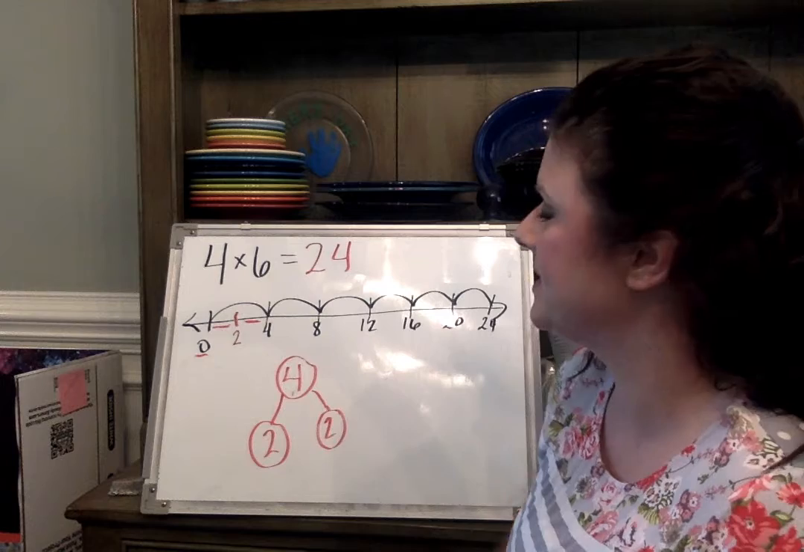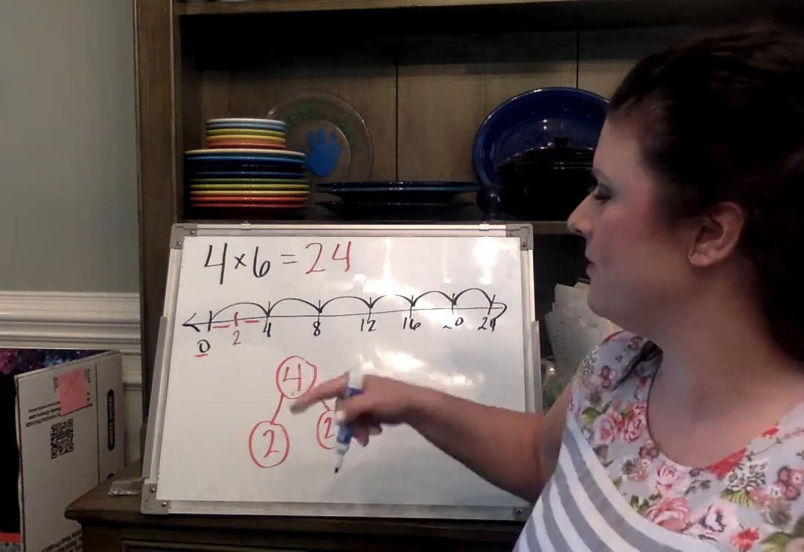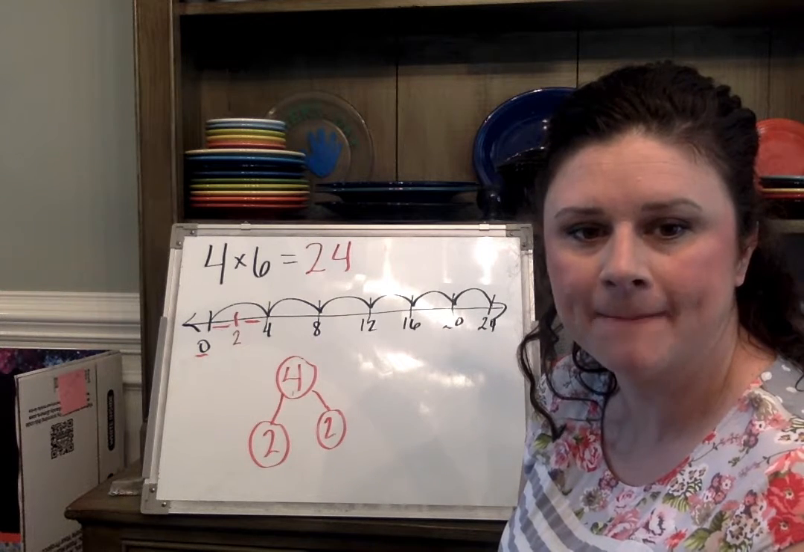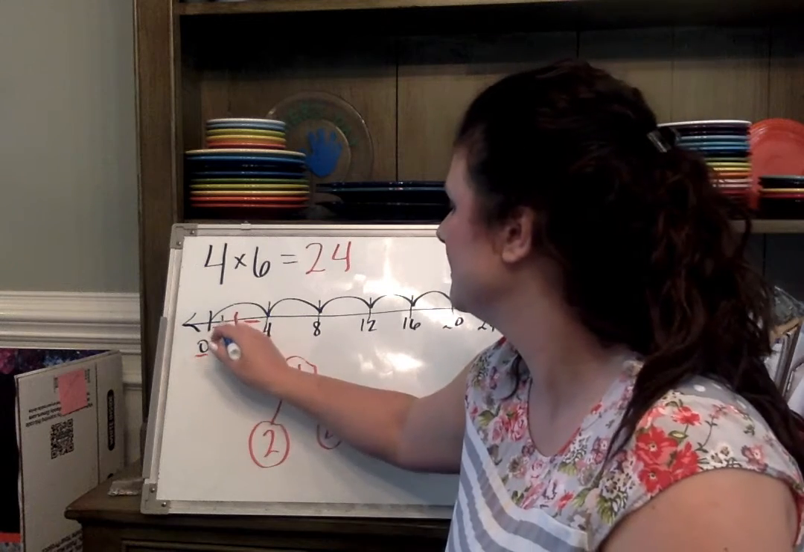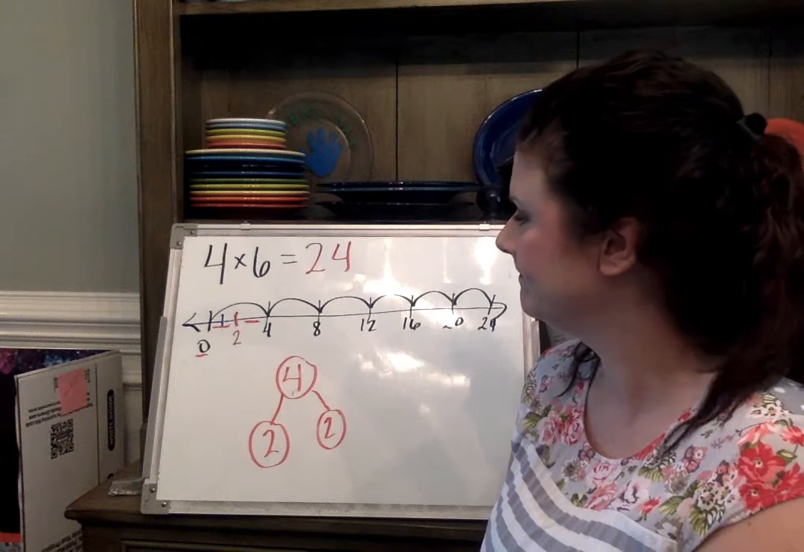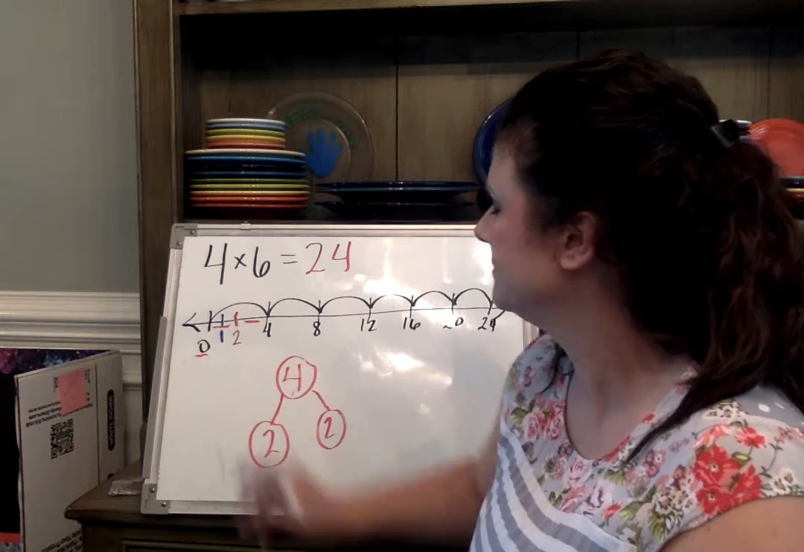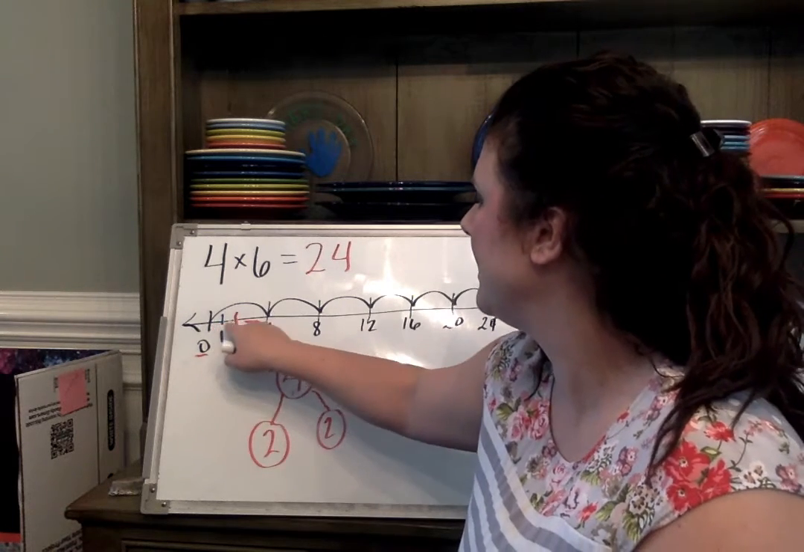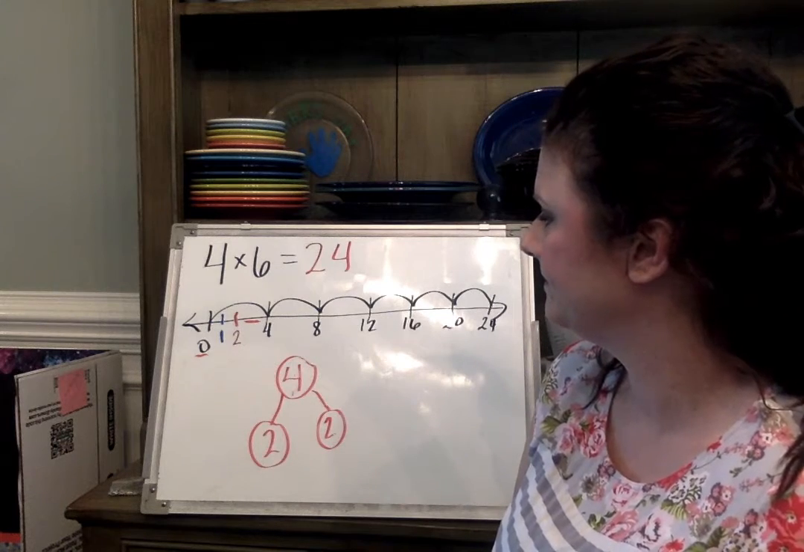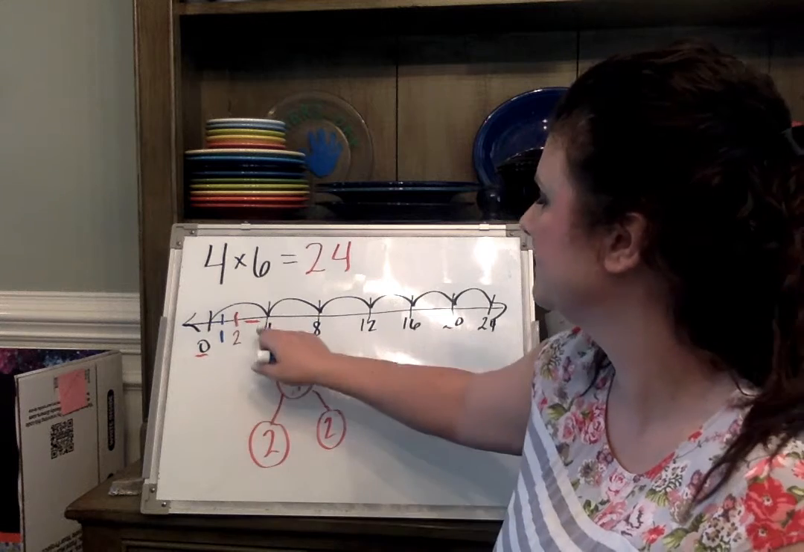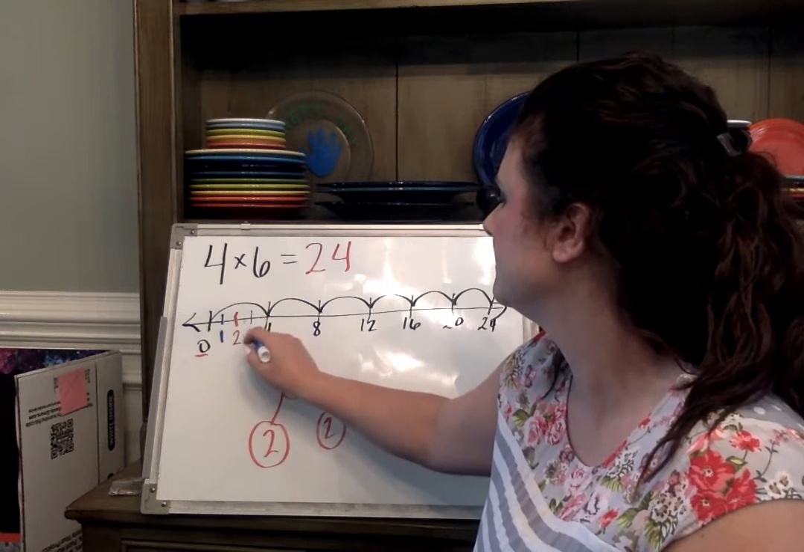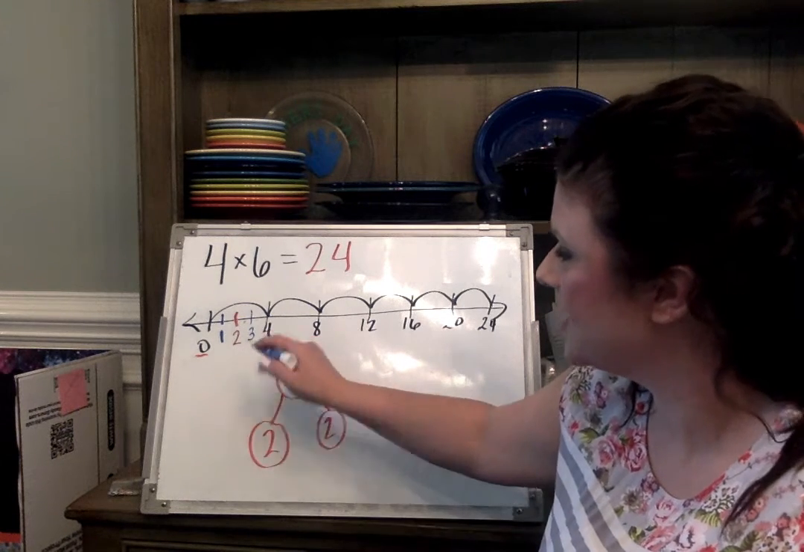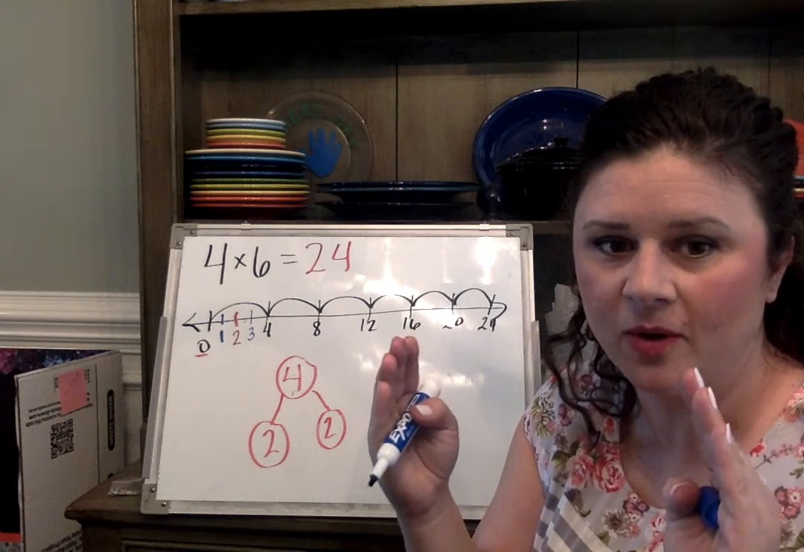So 2 is the halfway point here. What is halfway between 0 and 2? Is it a half? No, it's 1. Okay, it's 1, not 1/2, but it's 1. What's halfway between 2 and 4? 3. That is a fraction of the area between 0 and 4.